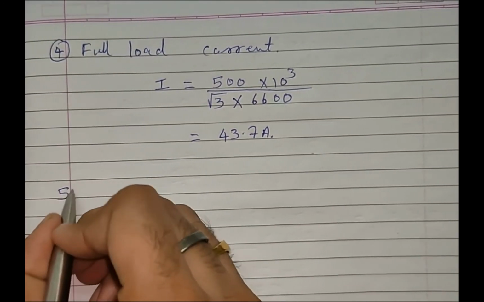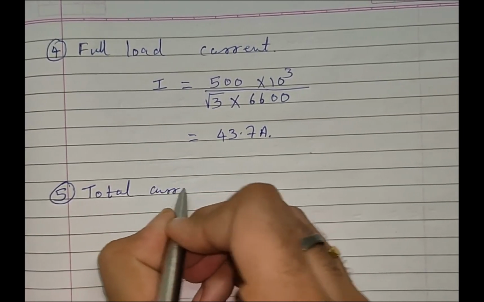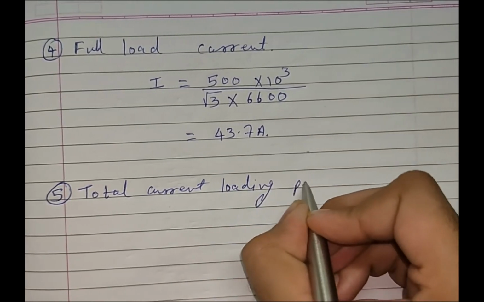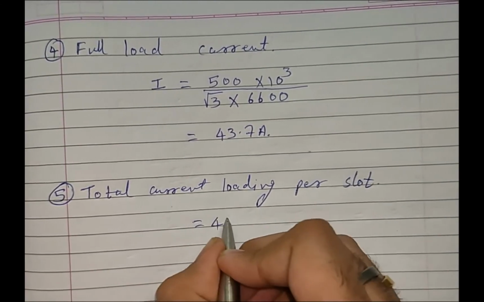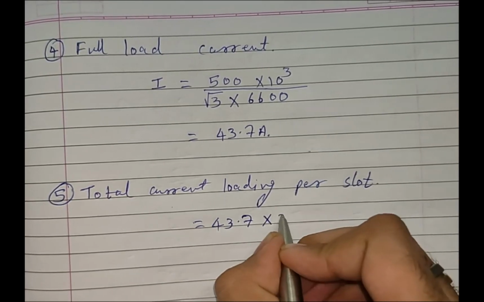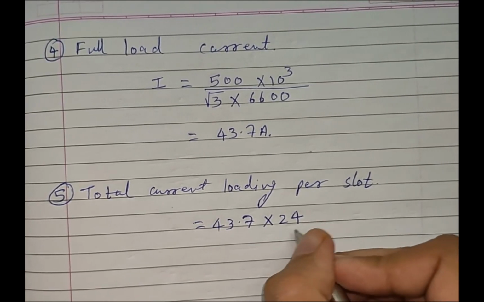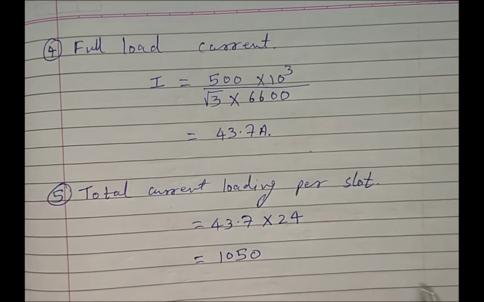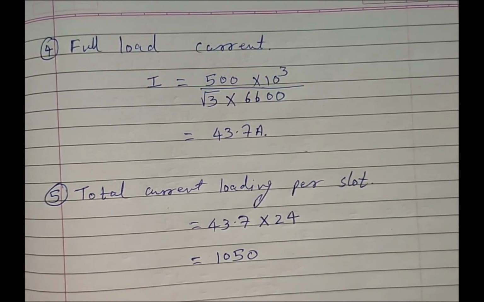And the last part is the total current loading per slot. So the total current loading per slot is the total current, that is 43.7, multiplied by the number of slots, that is 24. So this would turn out to be approximately 1050. That would be my total current loading per slot.